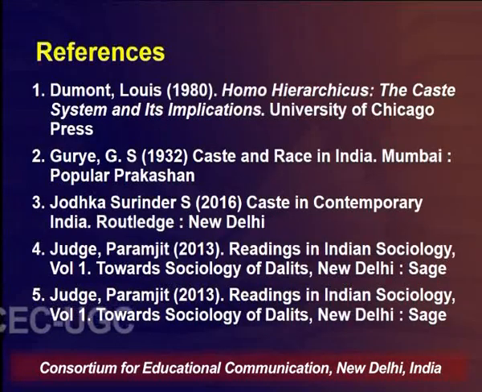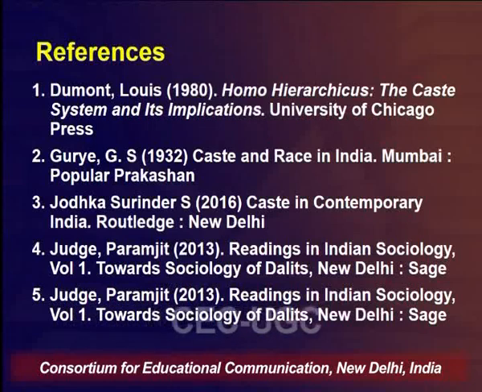The first is Louis Dumont, Homo Hierarchicus, which is a significant work. The second is G.S. Ghurye, Caste and Race in India. Third is Surinder Jodhka, Caste in Contemporary India. Fourth is Gopal Guru's introduction in the work Readings in Indian Sociology: Towards a Sociology of Dalits. If we read these books, we get a good idea of how caste and the caste system have been conceptualized in Indian sociology. With this, I come to the end of this lecture.